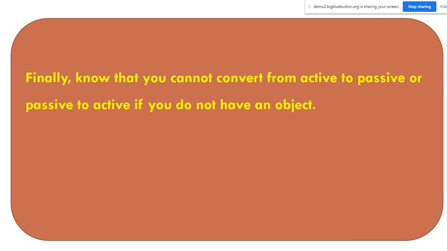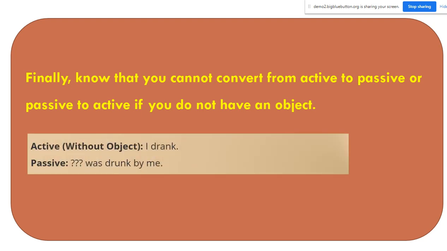Finally, I said it yesterday and I'll say it again today: you cannot convert from active to passive if you don't have an object. Like this example: I drank. I is the subject and drank is the verb. I don't have an object here because drank is an intransitive verb, so it doesn't need an object to complete the meaning. If I want to change into passive, should I say "was drunk by me"?